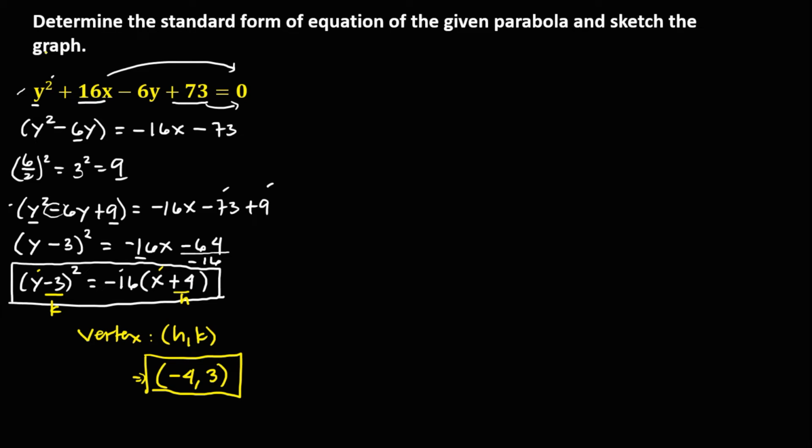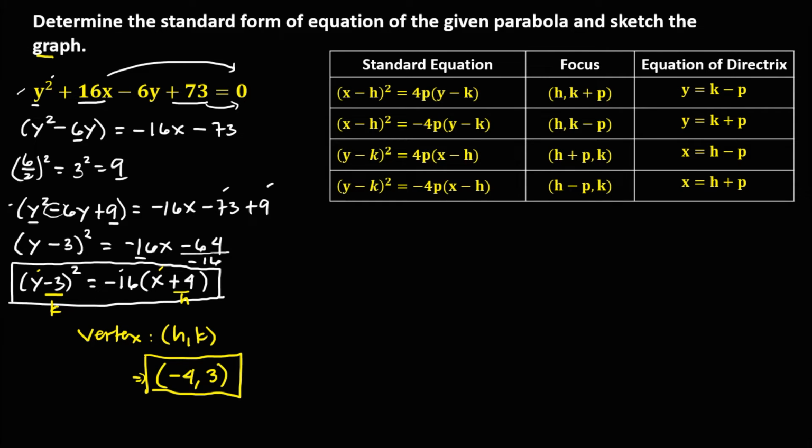Then to graph this parabola, we need the focus and the equation of the directrix. To find the focus, the standard equation is y squared and negative 4p, so we are going to use this formula to find the focus. But in the focus we need the value of p.